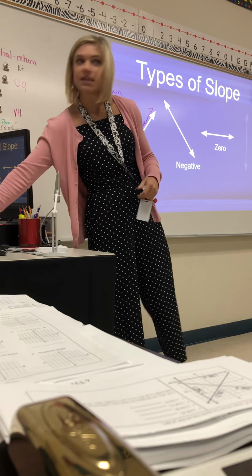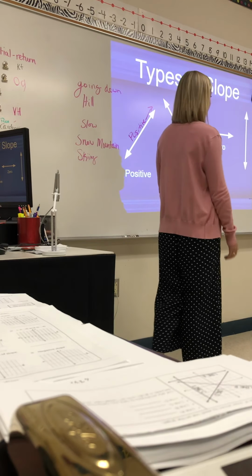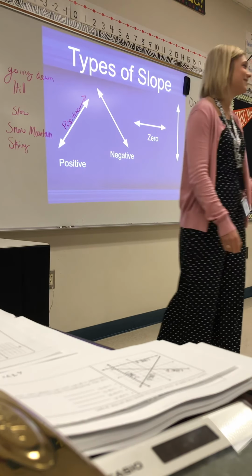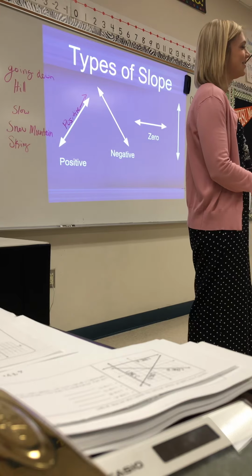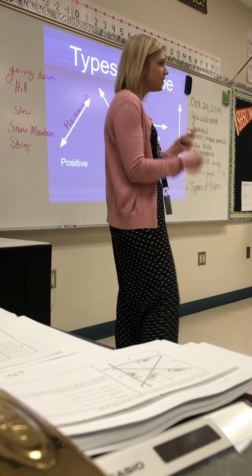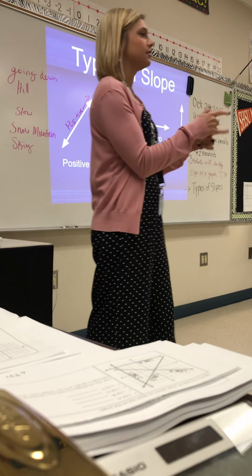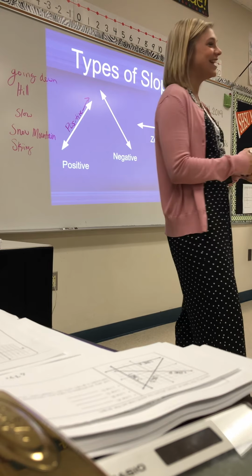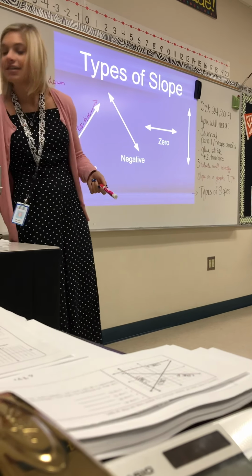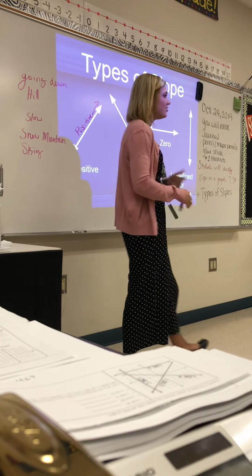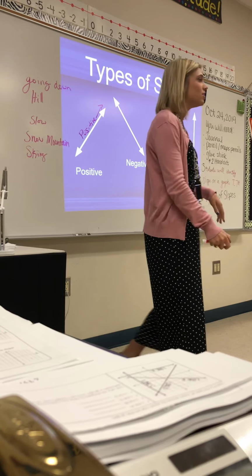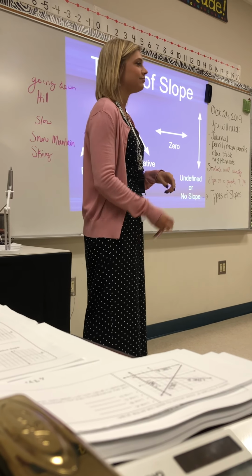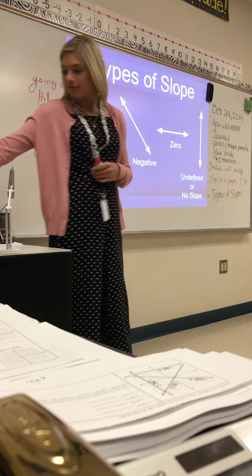So this last one, what do we think it is? Parallel? Well, we have to have 2 lines to know if they're parallel or not, right? So this one is called undefined. It has no slope at all. We cannot measure it, we cannot figure it out. It is undefined. It has no slope.